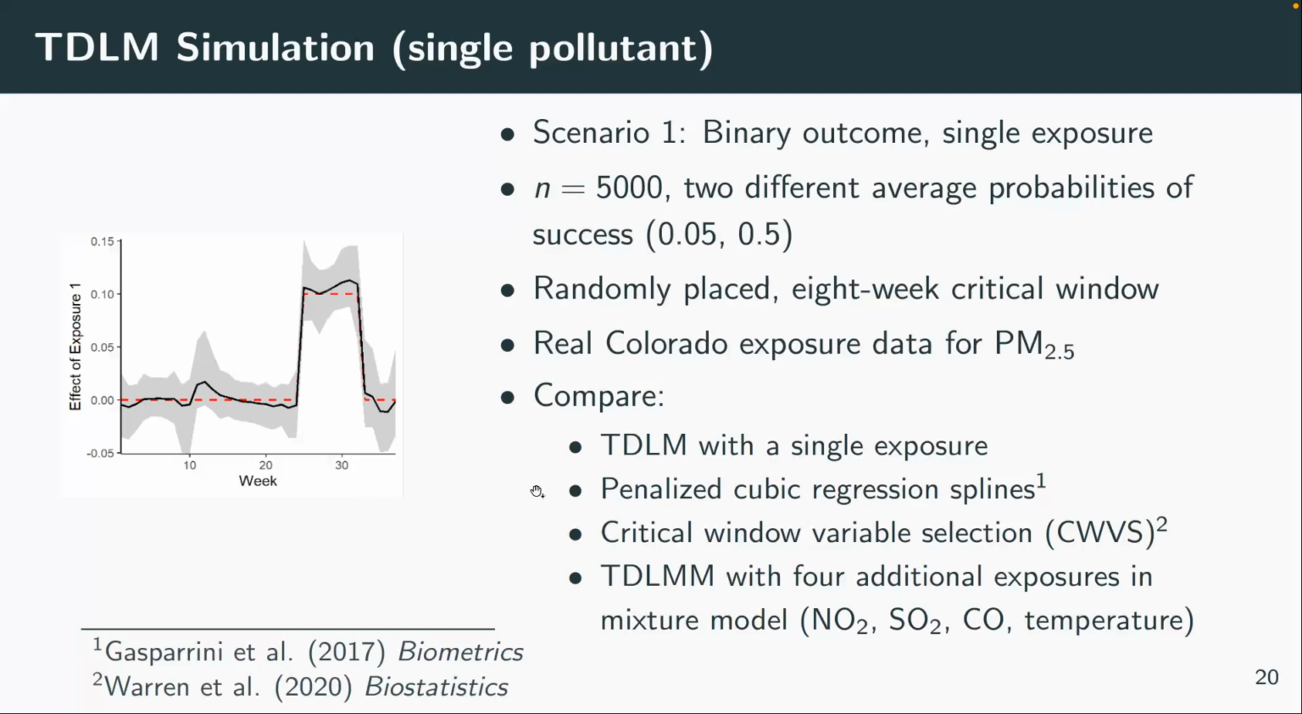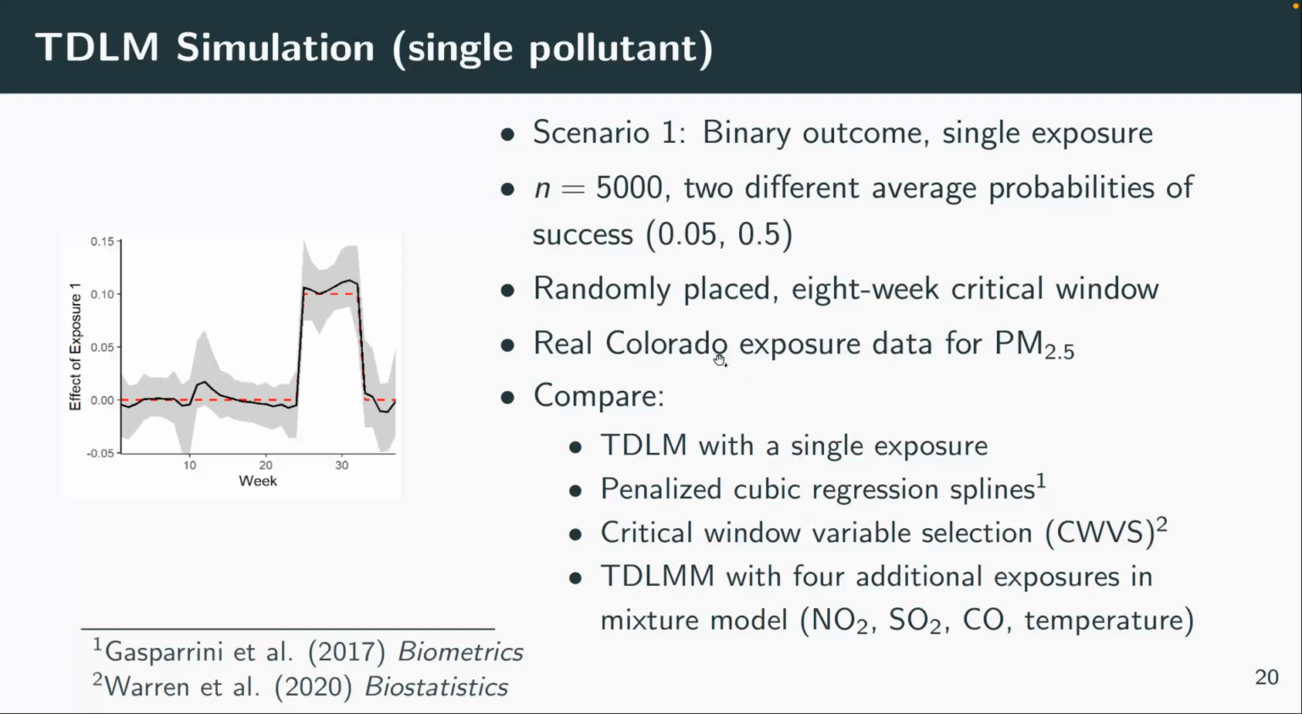And then we compared several models. We compared our tree distributed lag model with a single exposure, a penalized cubic spline regression model using Antonio Gasparini's package, and the first critical window variable selection by Josh Warren. He's already developed this one for a single exposure. Basically, it's doing Bayesian variable selection across the weeks of time to try to select out periods of time, set them to 0, and then estimate an effect only in those not set to 0. So it's trying to adapt to this sort of hard critical window function.